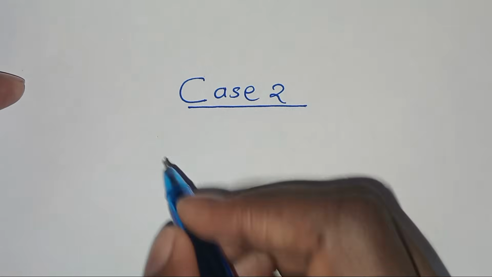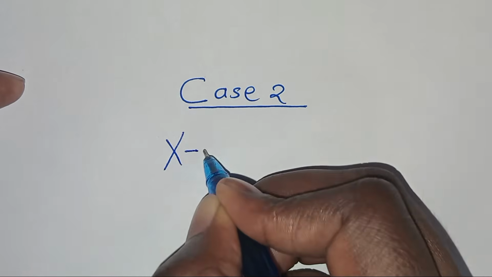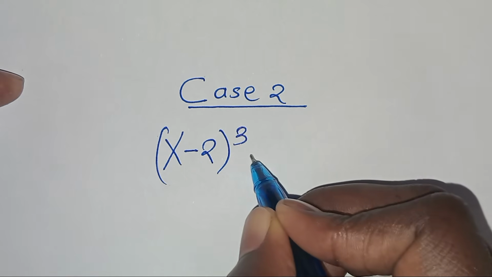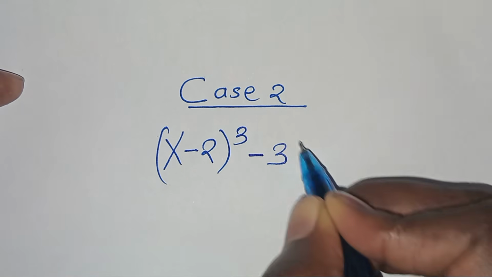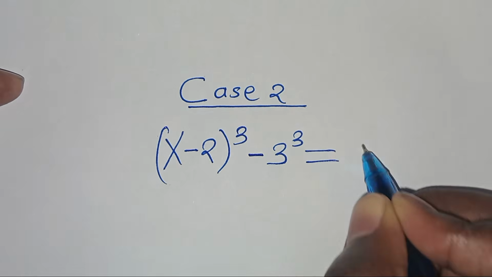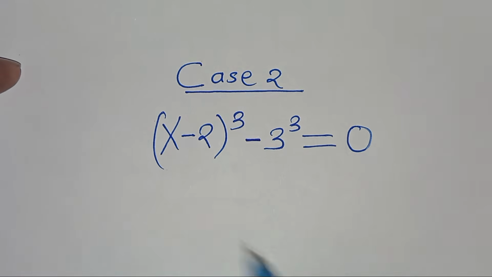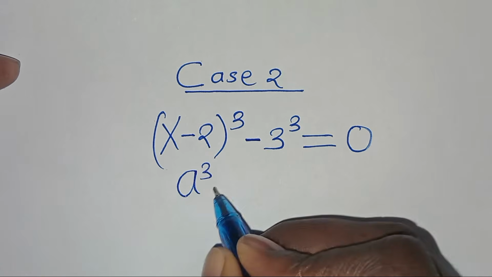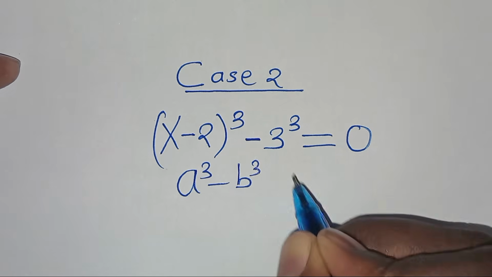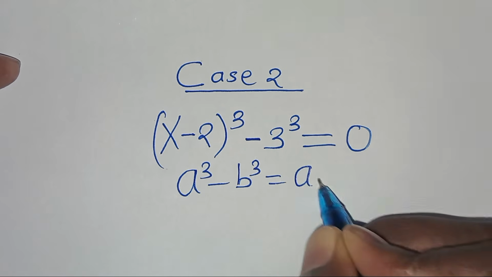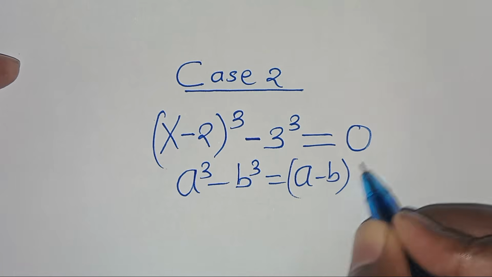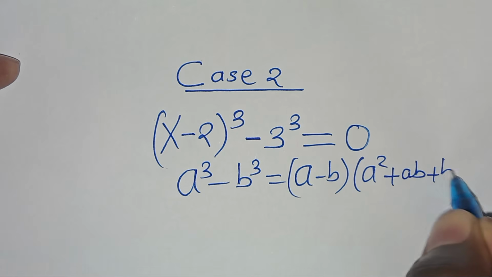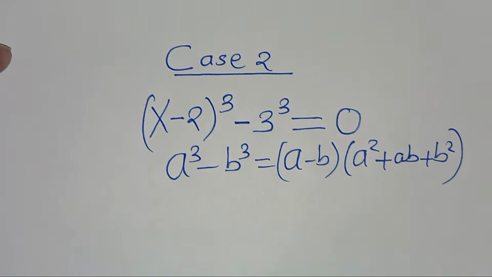Now in case 2, we have (x minus 2) to the power of 3, then subtract 3 to the power of 3. This is equal to 0. Now this is the difference of two cubes expressed as a to the power of 3 minus b to the power of 3, which we can express as (a minus b) times (a squared plus ab, then plus b squared).